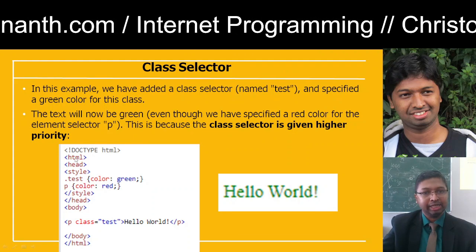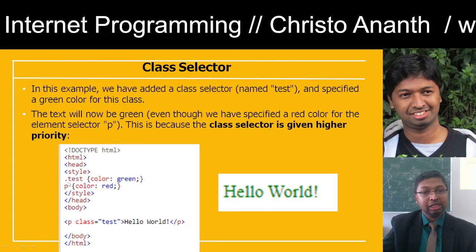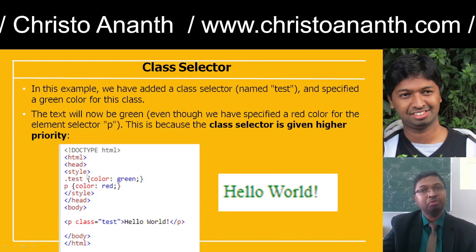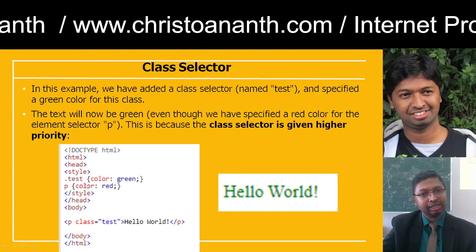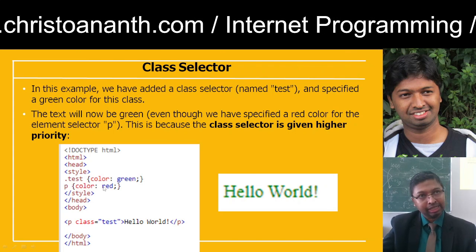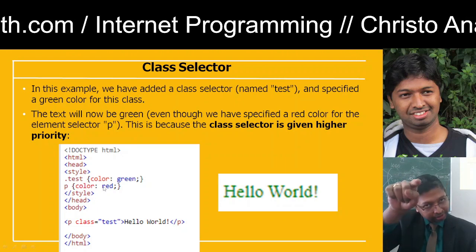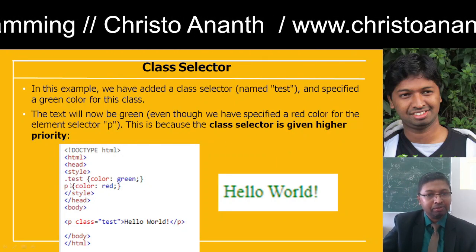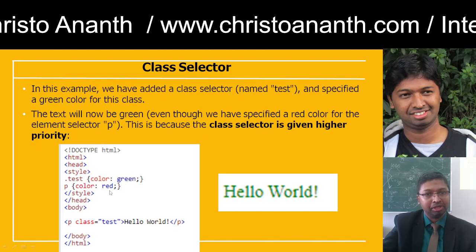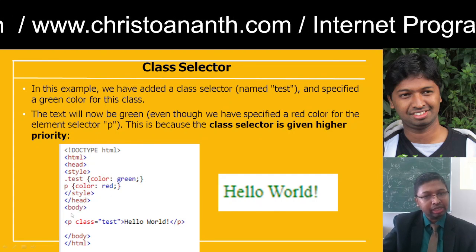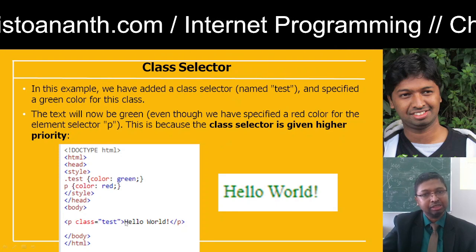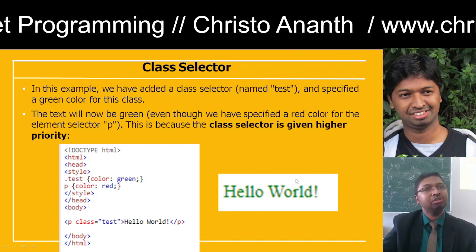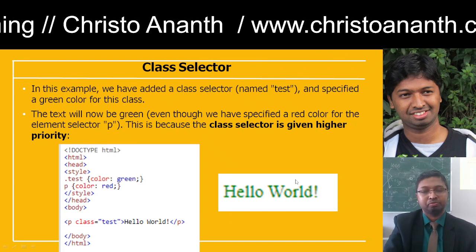DOCTYPE html, head tag, style, dot test, color green. This is the class selector, which is given higher priority than the red color. Even though we specify the paragraph color as red, above that we have specified dot test color green. Then close the style, close the head, and in the body you will have P class test, hello world. Close the body and close the HTML. That is the reason you have the green color.